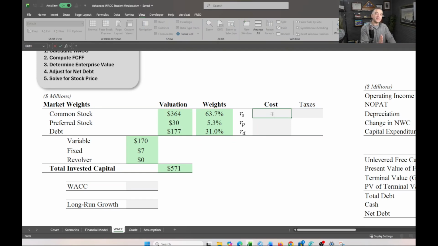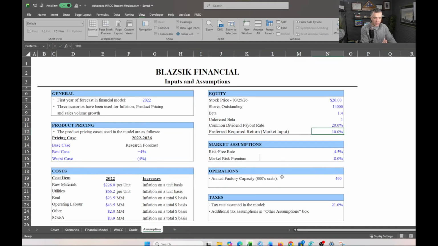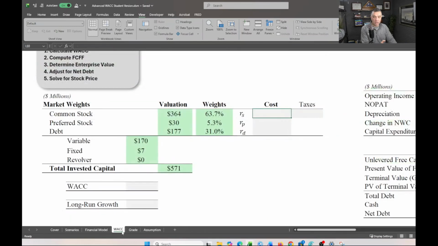I already have this in the assumptions, but I labeled them. I'm just going to show you real quick, but I'm not going to go to the assumptions. I already have names for it. Here are our market assumptions. The risk-free rate is 4.5%. The risk premium is 8%. And our beta right here is 1.4. So I'm going to go equals, say the risk-free rate, hit tab. This is just the capital asset pricing model. I'm going to say plus, and then it's going to be the beta.